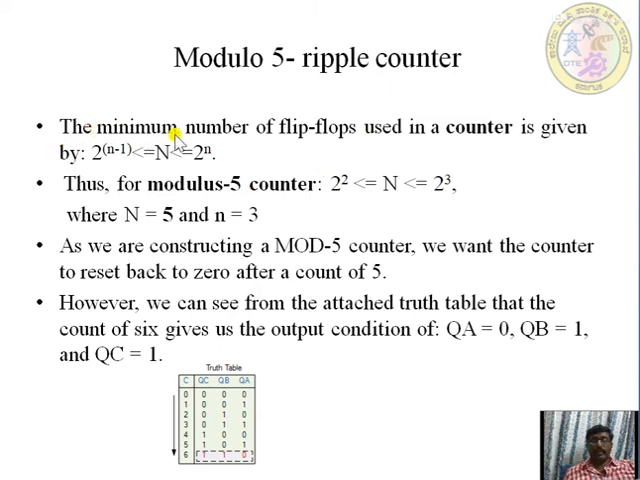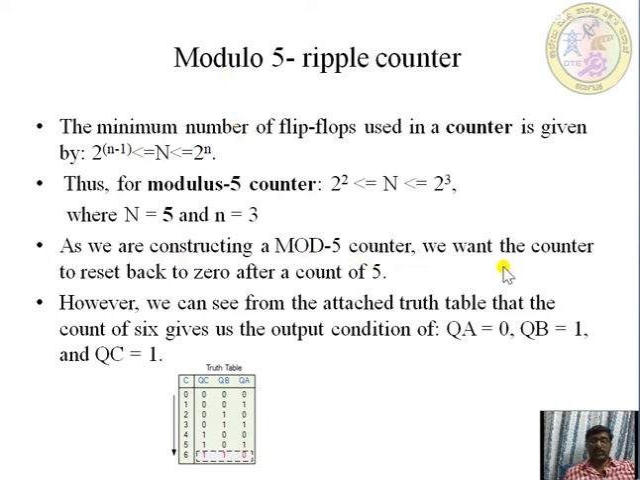The minimum number of flip-flops used in a counter is given by 2 raised to n, that is, 2 raised to n states. Thus, for a mod 5 counter, 2 squared is not enough, so we need 2 cubed. Mod 5 then means we have states 0 to 7, that is an 8 state condition.